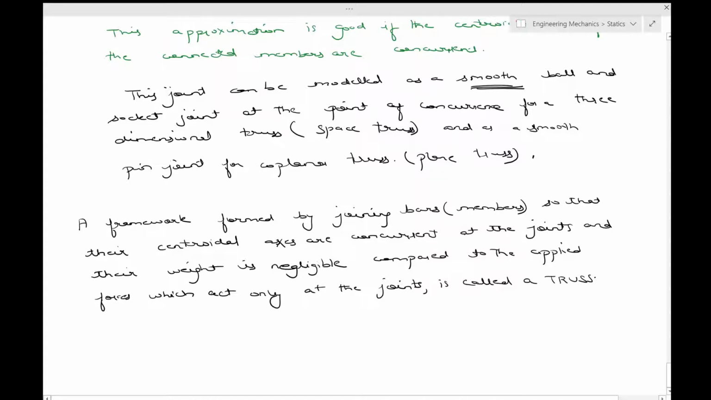Okay, and as I have already repeated, two or more members are joined together. First of all, if it's coplanar, then it is like a smooth pin joint, and if it's a three-dimensional or space truss, it's a smooth ball and socket joint. So the word smooth is important. The joints do not offer any rotational constraint.